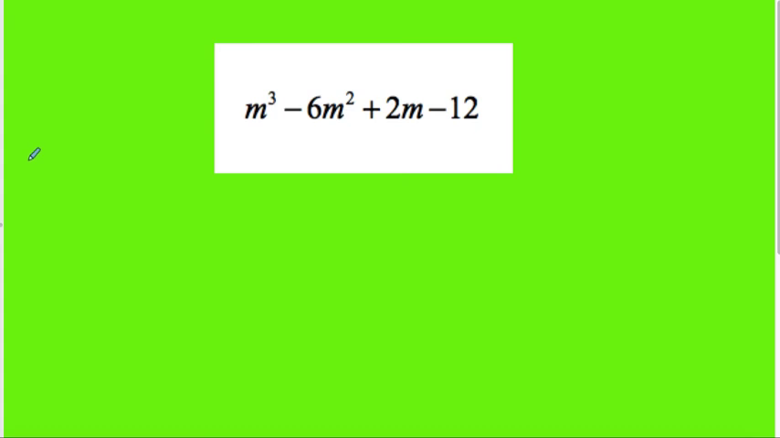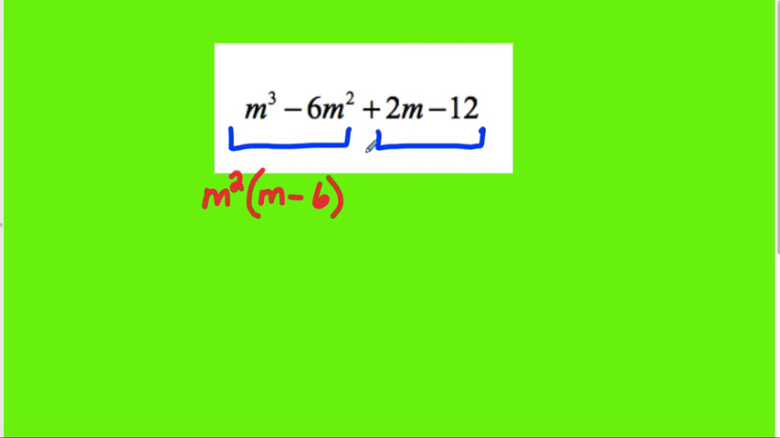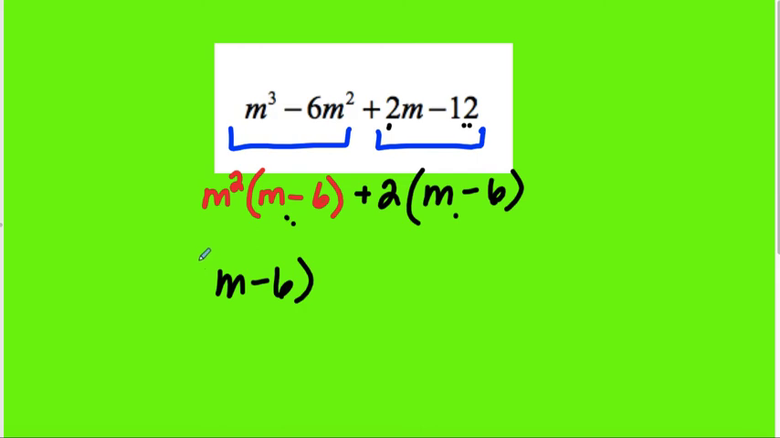All right, let's try another one. Last one today. I see it's 4 terms, so I'm going to factor by grouping. I'm going to pull out a GCF of the first set of terms, which is m squared. I'm left with m minus 6. That helps me a lot. I go to the second one, looking for an m minus 6, and I can see that the greatest common factor of 2 and 12 is 2, which does leave me with m minus 6. I verify that these are exactly the same, which they are, so I can factor out that m minus 6, and I'll be left with m squared plus 2. All right, so that's how you factor by grouping.